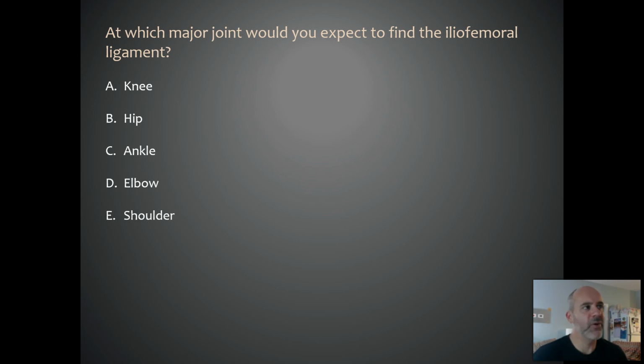Here's another one. At which major joint would you expect to find the iliofemoral ligament? All right, ilio sounds like ilium. Femoral refers to femur. So this is a ligament that's extending from the ilium, part of the os coxa, the pelvic bone, down to the femur. So at what joint are we going to find that ligament? Hopefully you're thinking about the hip.